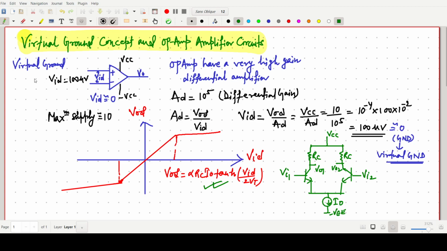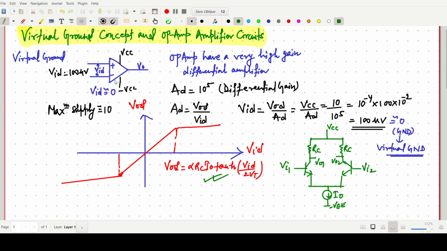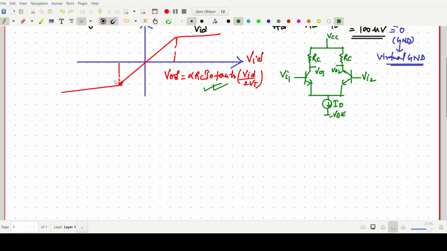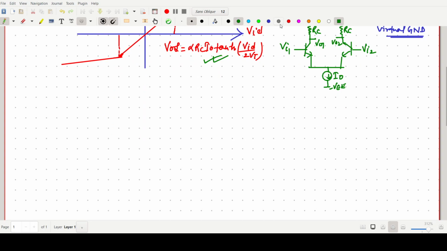So basically in the virtual ground concept, we have to take the Vid value as 0. Now we will solve things using this virtual ground concept in the inverting amplifier. Okay. So Vid will be 0. Clear? In any amplifier circuit like an op-amp based amplifier circuit, we have to take this concept. So now we have to go for some very simple, we can say, inverting amplifier. Means how to prove the inverting amplifier.